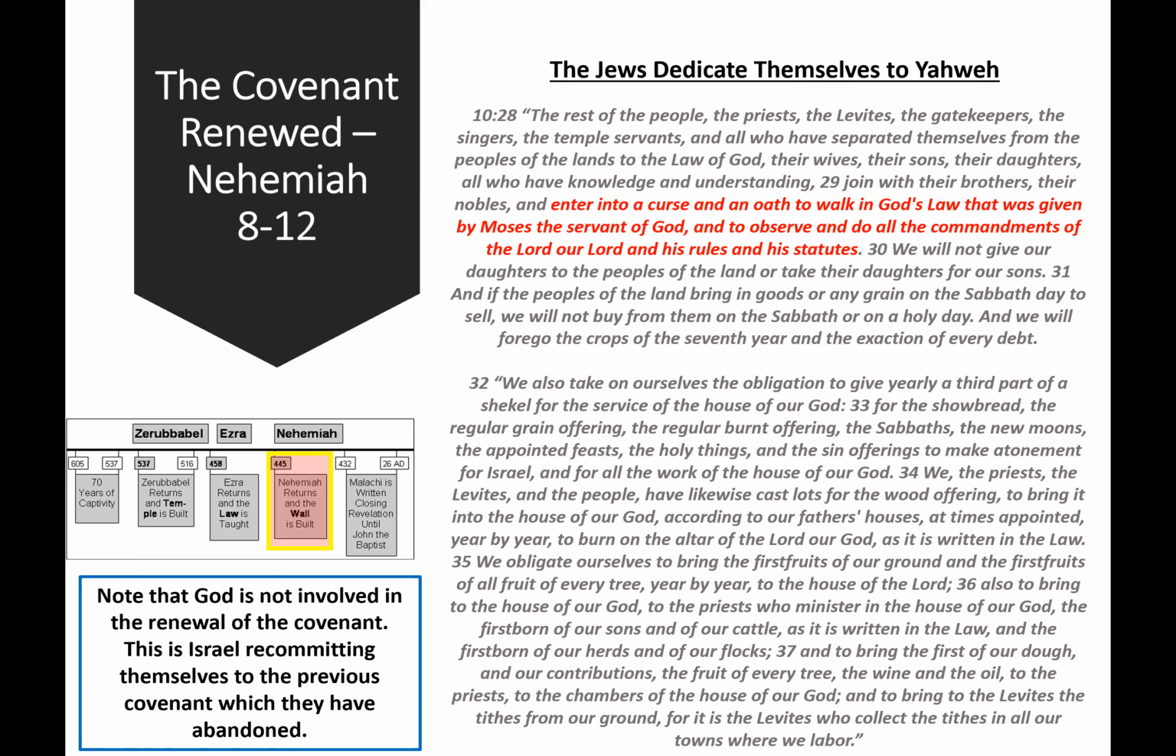Let's get to chapter 10, verse 28. The rest of the people, the priests, the Levites, the gatekeepers, the singers, the temple servants, and all who have separated themselves from the peoples of the land to the law of God, their wives, their sons, their daughters, all who have knowledge and understanding, join with their brothers, their nobles, and enter into a curse and an oath to walk in God's law that was given by Moses, the servant of God, and to observe and do all the commandments of the Lord, our Lord, and his rules and his statutes.